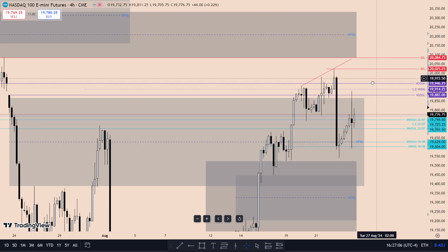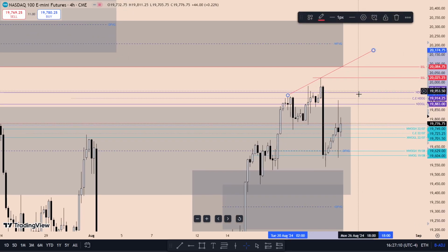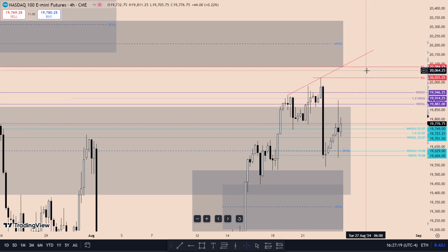If it doesn't, then I think we could see a movement up into trendline liquidity and then into this FVG where the buy side liquidity is, which seems pretty juicy. If it does that, I reckon we'd see an aggressive drop after.